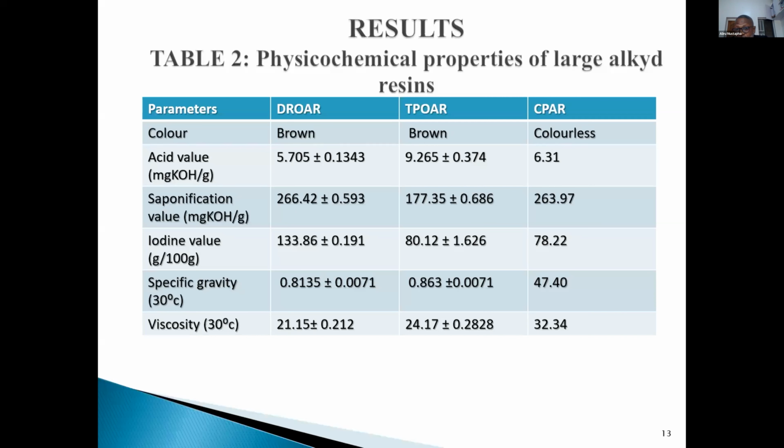In Table 2, we show the physicochemical properties of long oil Alkyd resins for the two samples, that is, the Regia oil Alkyd resin and the Theventia Peruviana oil Alkyd resin. And we have commercial Alkyd resins so as to compare our parameters with imported Alkyd resins. Here we compare the parameters of color, acid value, saponification value, iodine value, specific gravity, and viscosity at a temperature of 30 degrees Celsius. So these tables are presented.